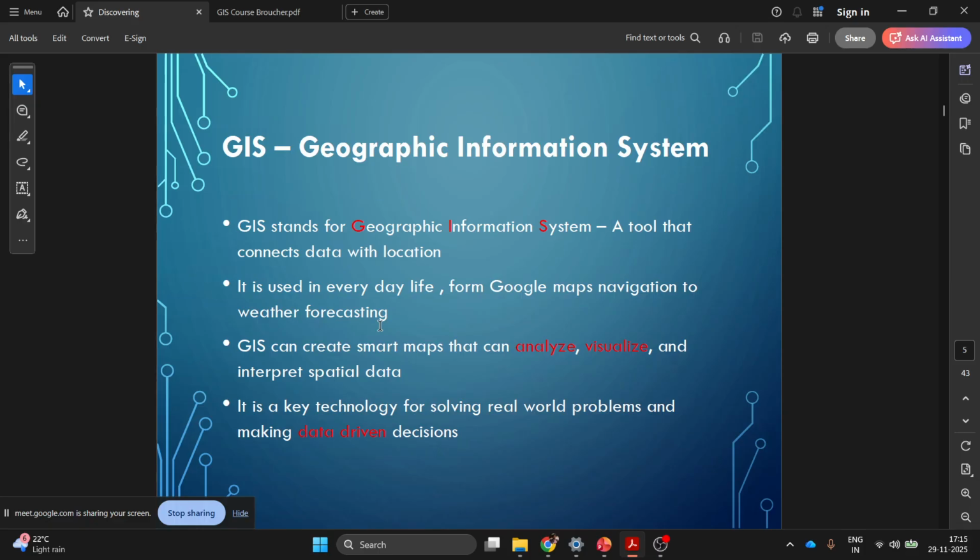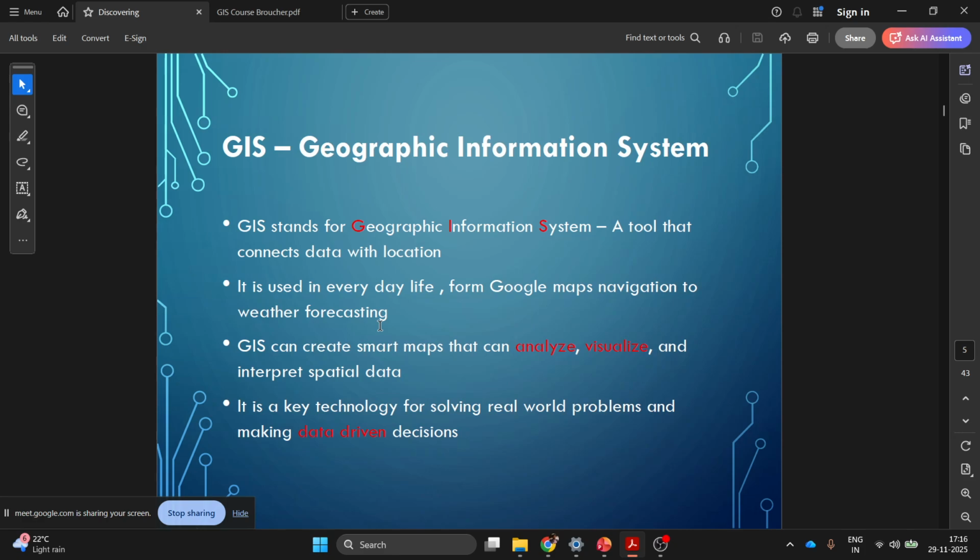GIS can create smart maps that can analyze, visualize, and interpret spatial data. Using GIS, one can do analysis, for example, what is the time in which I will get my food. That is a type of analysis. I will also be able to visualize whether there is any traffic in between, so that I can avoid the traffic. That is also possible in GIS, and it helps in interpreting spatial data, which is data associated with a location.